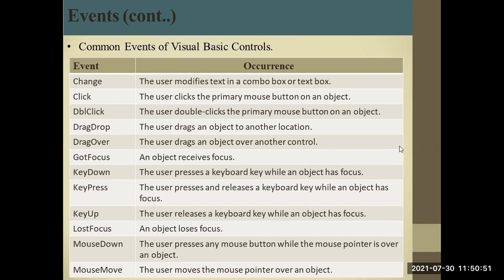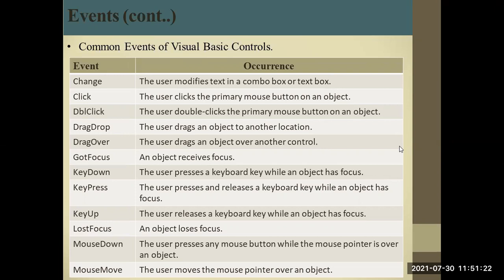Now the event handler's responsibility is that it will change the particular output on your output window or in the form. Next, you can see here there is a click event. This will occur when the user clicks the primary mouse button on an object. So whenever the user places the mouse on a particular object and clicks on it, you can say a click event is occurring.